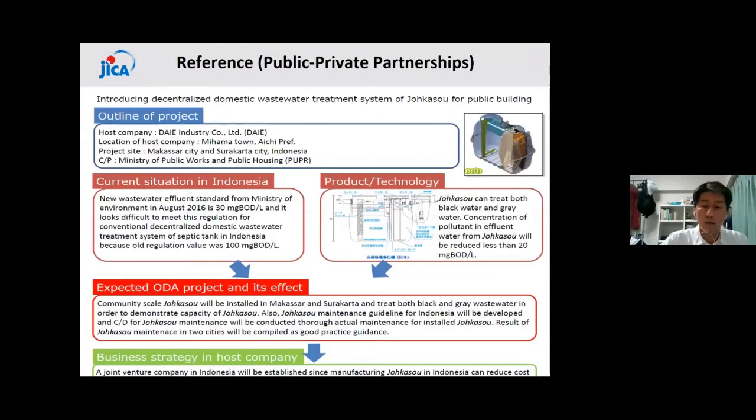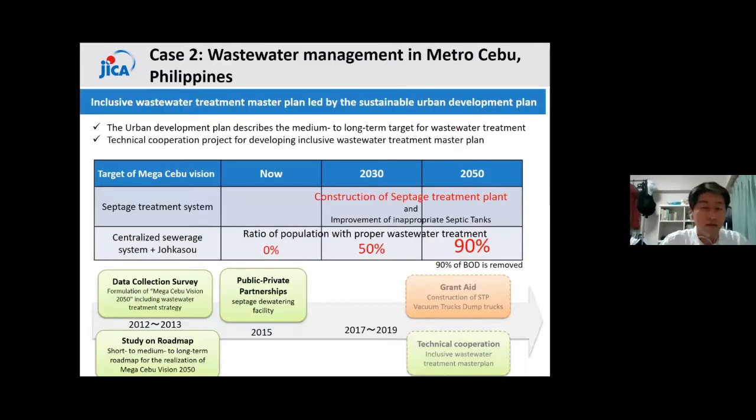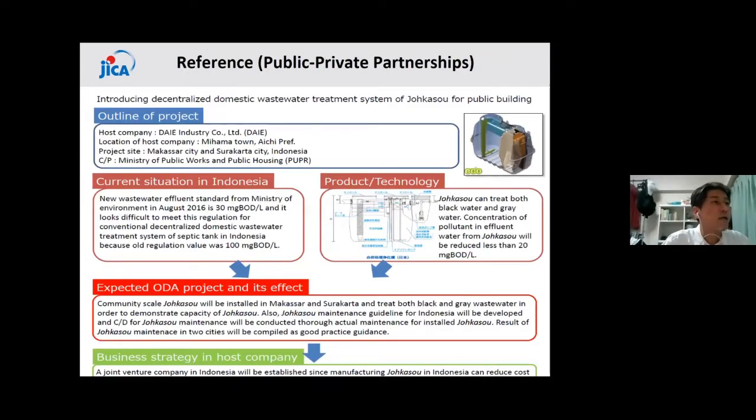And then, yeah, I forgot to mention that to achieve this target, we also introduce this JOKASOU system. Actually, I will explain what it is in the next slide. This is a Japanese technology to treat both black water and gray water. And then this is an example of the introduction of the system in Indonesia. This technology was introduced using public-private partnership.